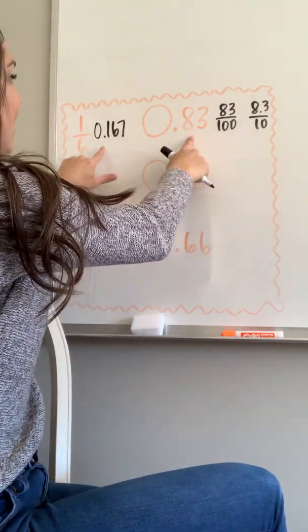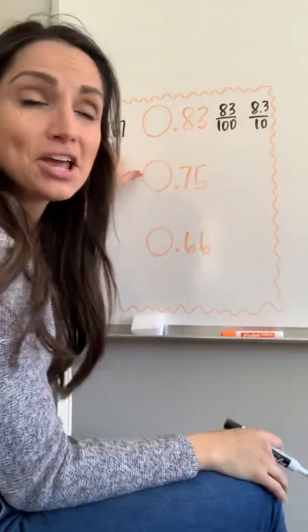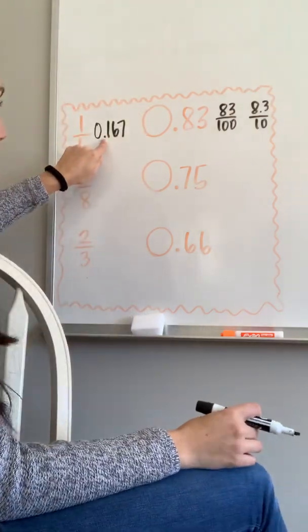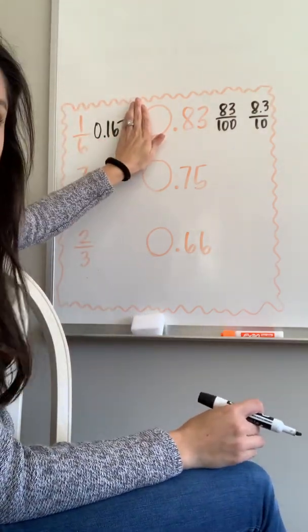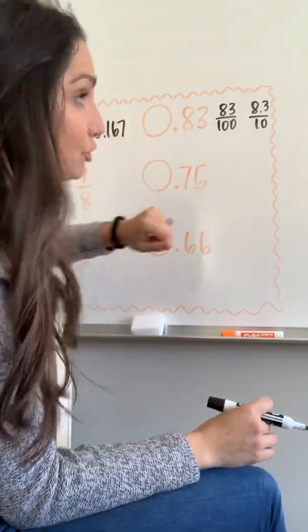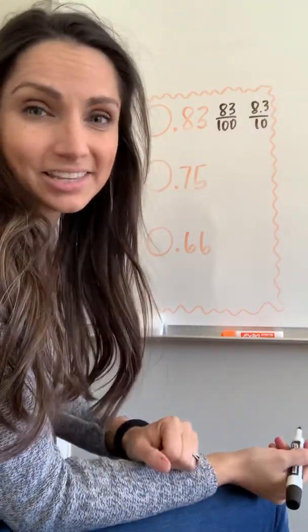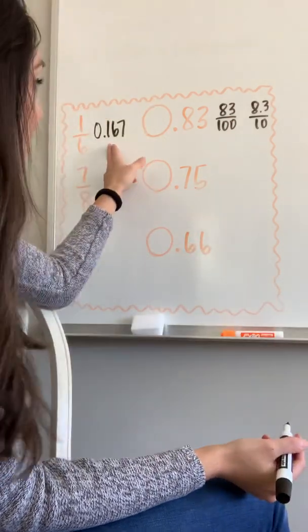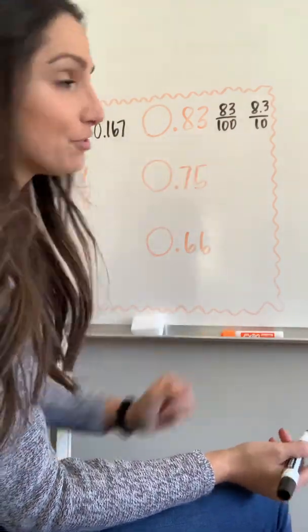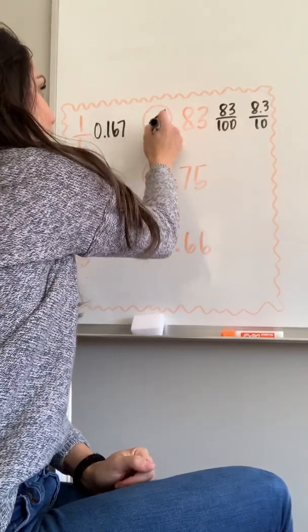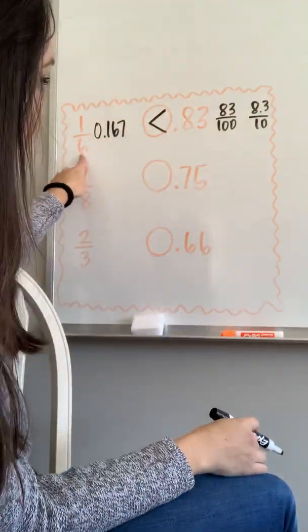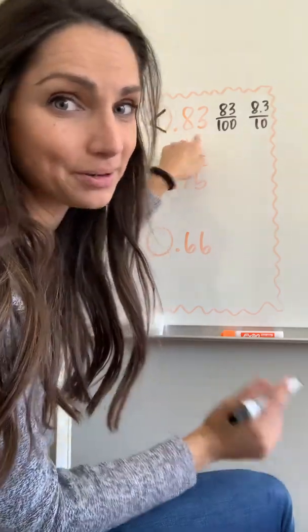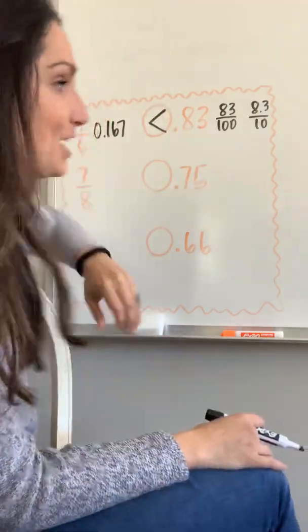Or 0.83 and 0.167. If you think of it that way, think of it as money. Would you rather have almost 16 cents, or would you rather have 83 cents? Think of it as a crocodile. He's really hungry. Does he want to eat 16 cents or 83 cents? The crocodile would be this way. So we read it as 1/6 is less than 0.83 or 83 hundredths.